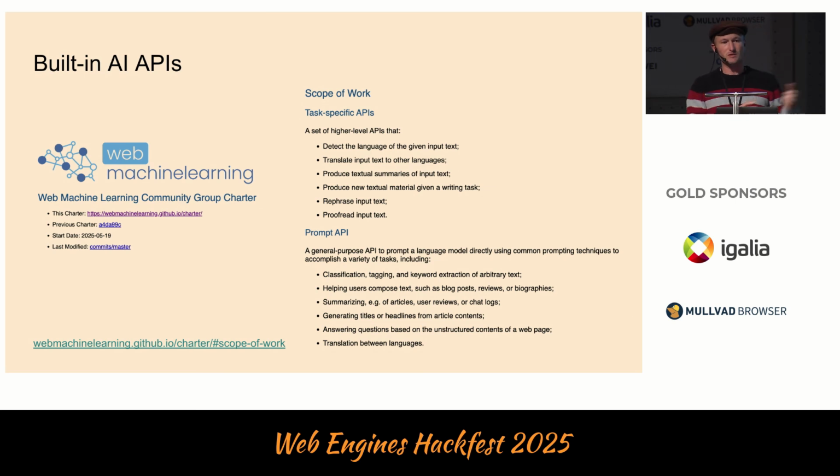And we brought these ideas forward, and actually they made it into the Web Machine Learning Community Group charter at the W3C. So you can see their scope of work here. We have so-called task-specific APIs, where there's a well-defined task like detecting the language of something, translating some input text, rephrasing input text, proofreading something that the user has written. So something that is well understood. There's no wiggle room. It's just a translation or it's just a summarization.